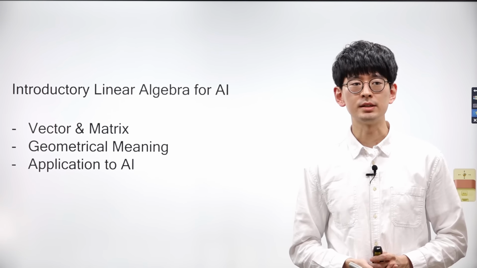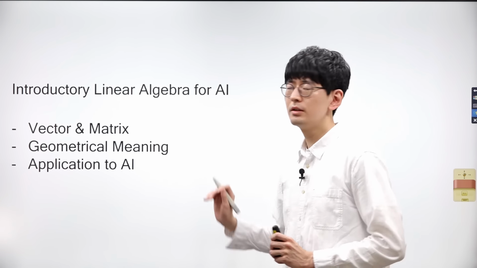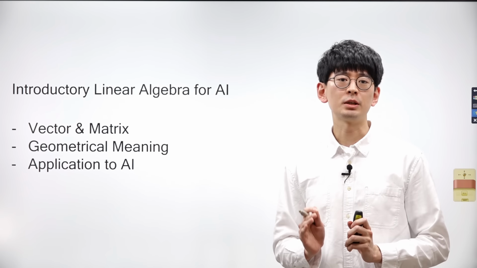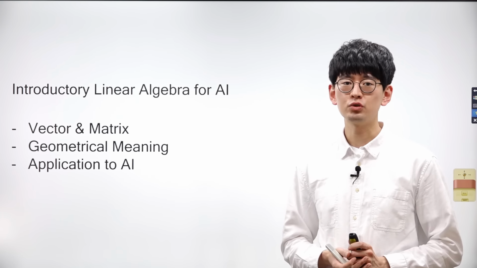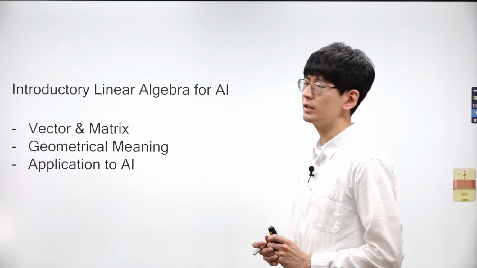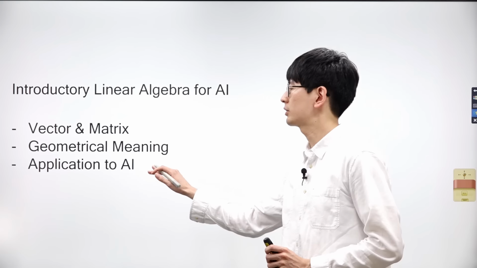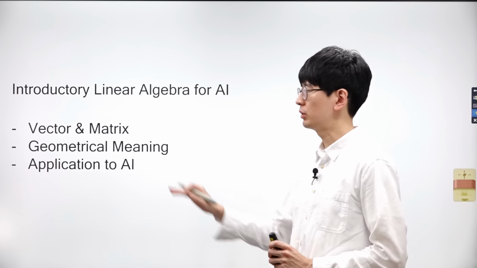These 3 topics are not everything about linear algebra, and they don't cover the entire field of linear algebra, but they are essential elements for understanding AI. Technically, our last topic, application to AI, is about how linear algebra is used in AI, so the first 2 topics are more crucial when studying linear algebra.